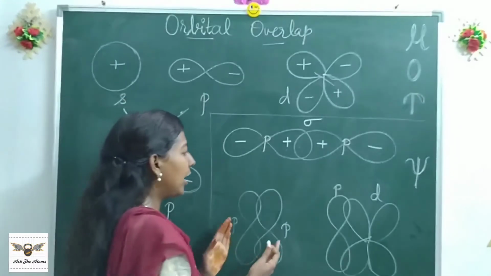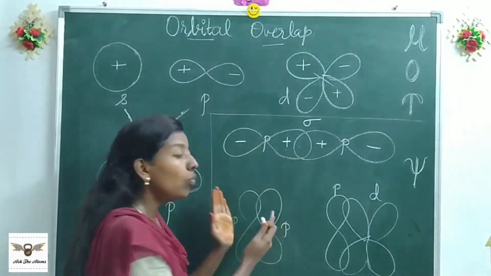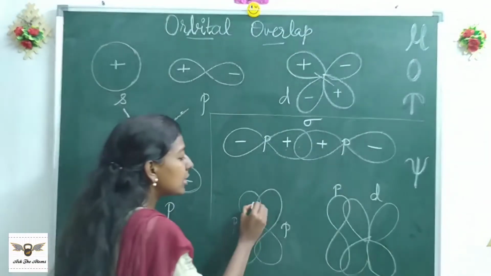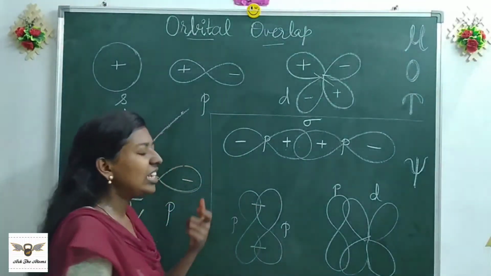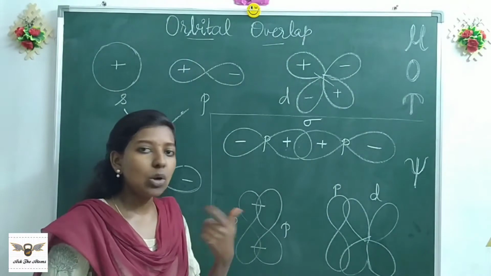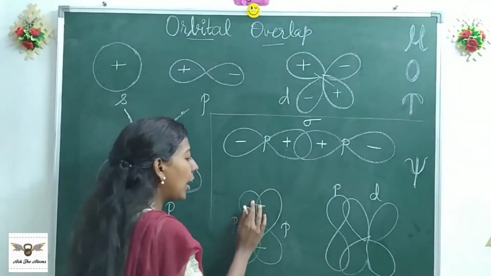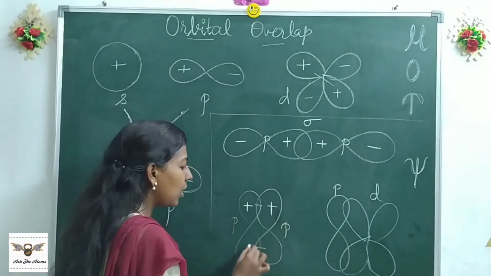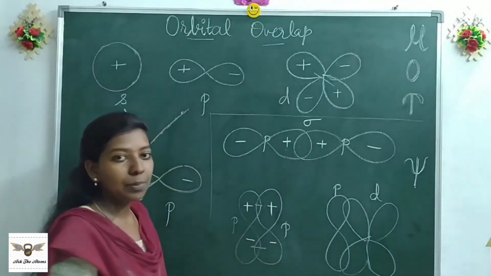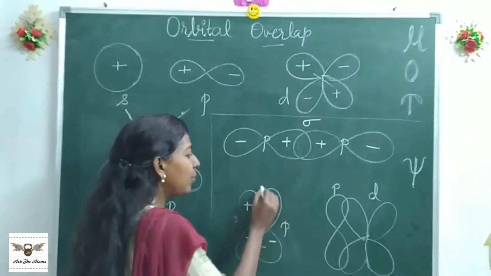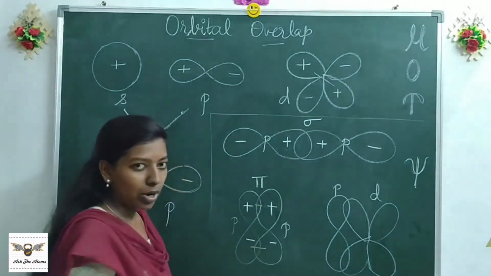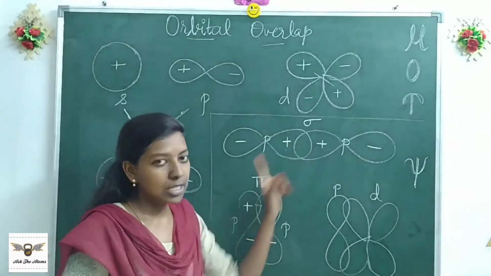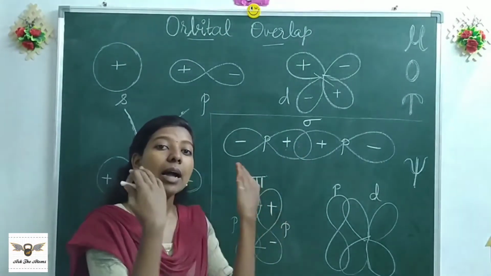Then come to the next one. I take the same p orbitals and overlap them laterally. So what happens when I overlap them laterally? There is a sideways and very slight overlap happening. This is not going to be as effective, though the condition is obeyed. What is the condition? Only plus-plus or minus-minus can overlap. So this kind of bond I call a pi bond. So what is a pi bond? A pi bond is weaker than a sigma bond. It is formed by lateral overlap.